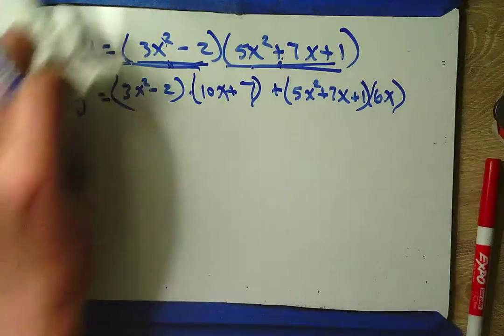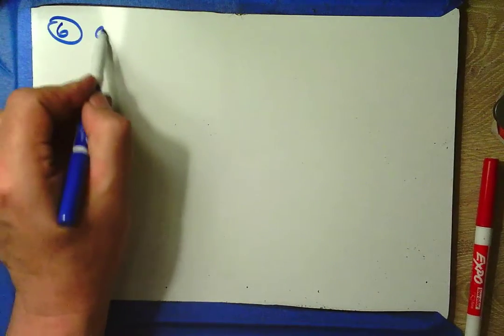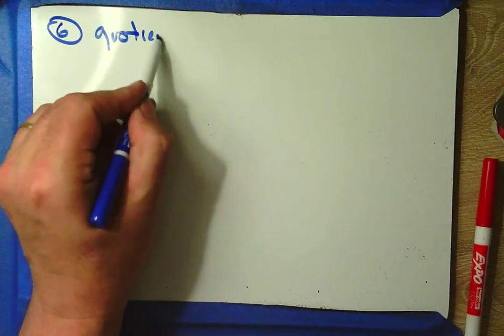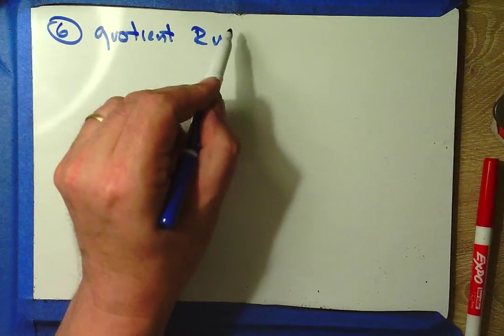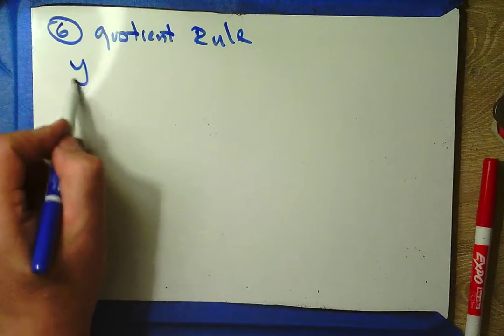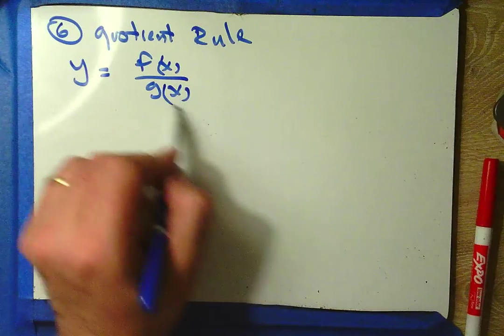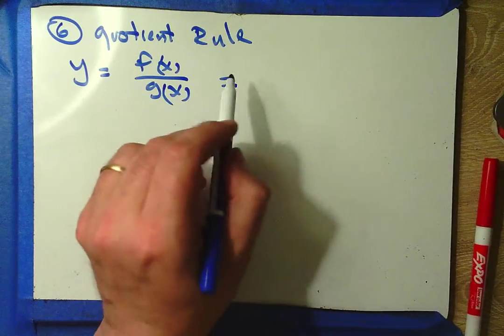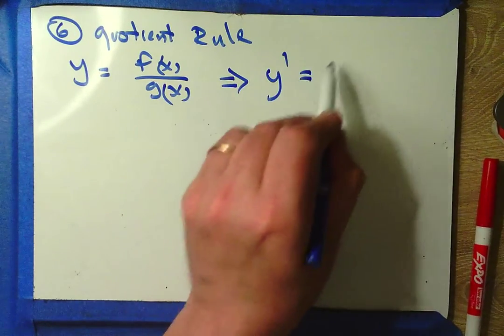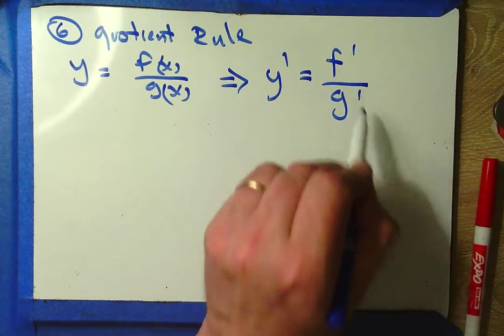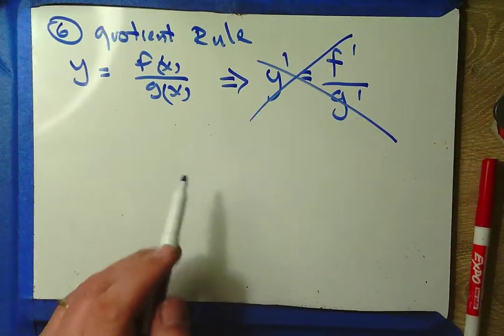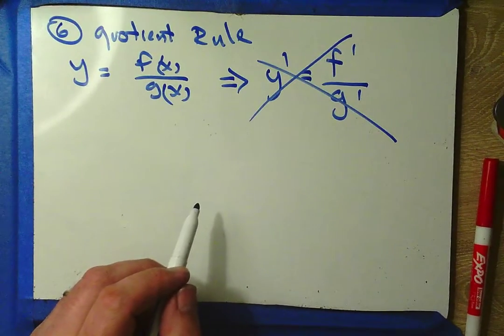All right, so since there's a product rule, there's also a quotient rule. Quotient rule. And our quotient rule is used when y equals f of x over g of x. And guess what? That's not going to be y prime equals f prime over g prime. No, no, no. Don't even think.